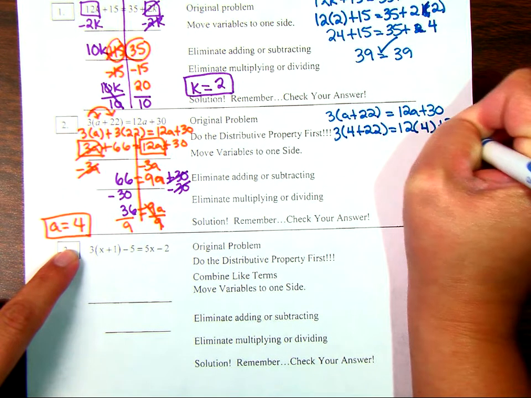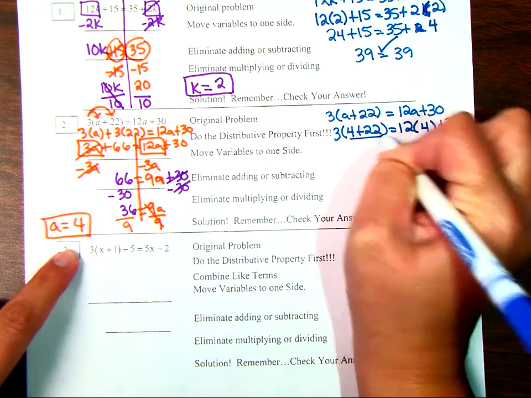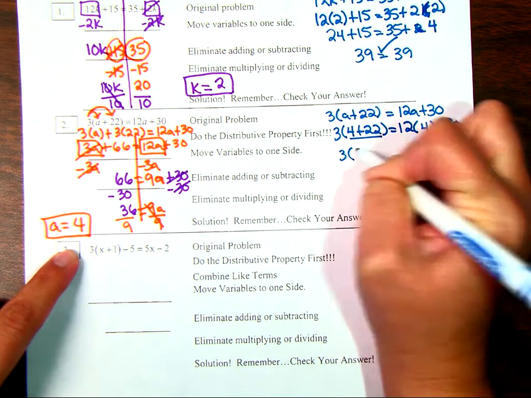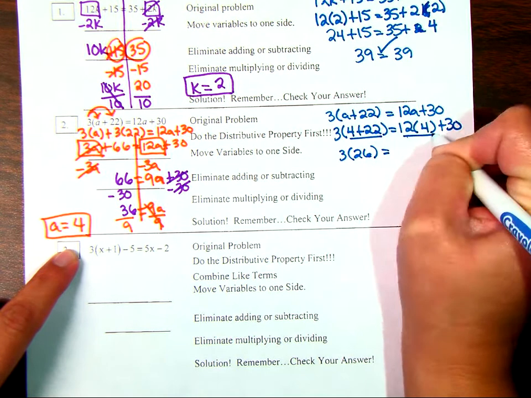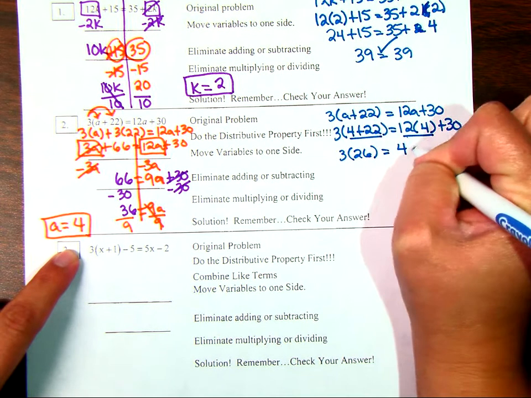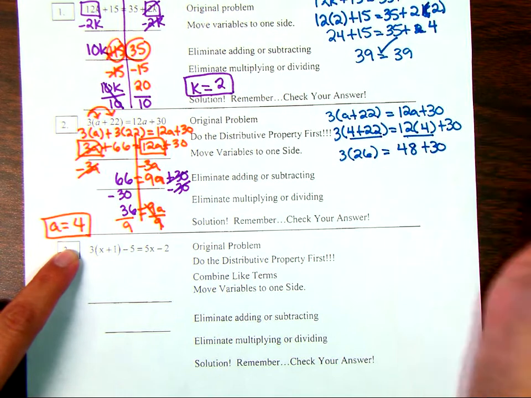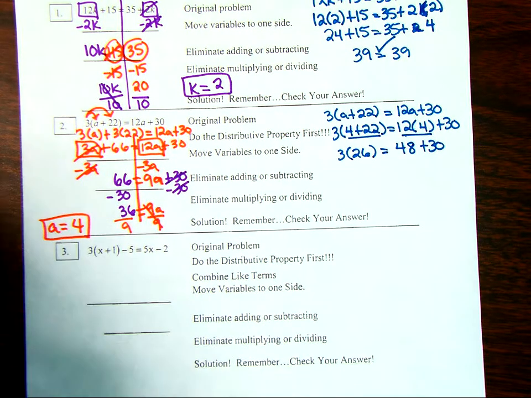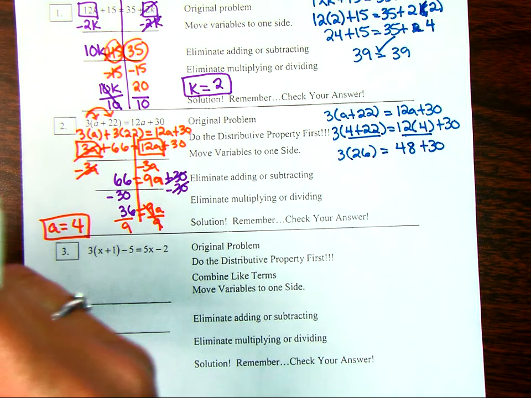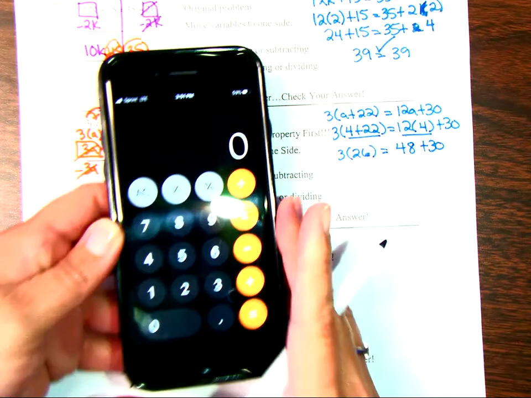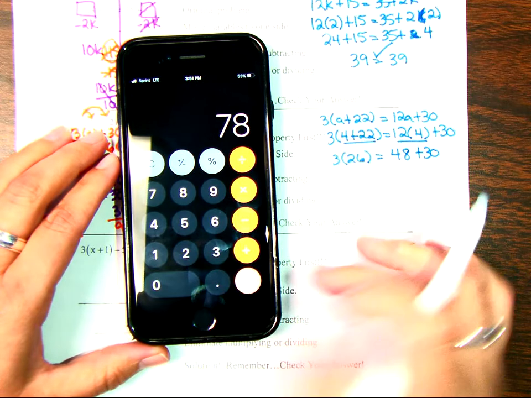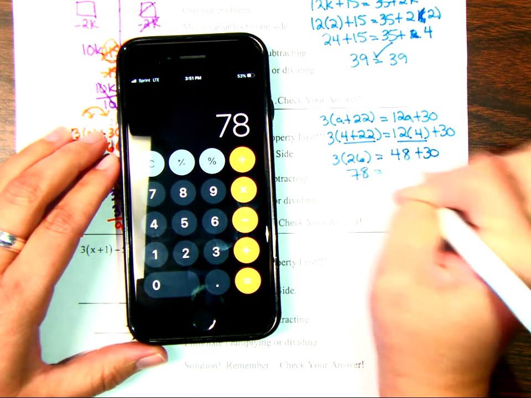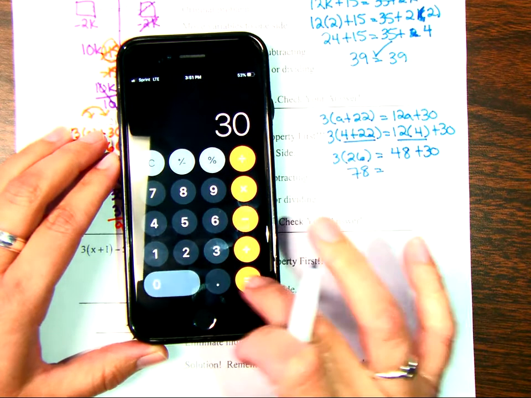So order of operations says I do parentheses first. 4 plus 22 is 26. Over here I have 12 times 4, which is 48, and I bring down the plus 30. And here again, we can use our calculators if you'd like to. So you have your Desmos calculator or just your regular. So 3 times 26 is 78 on this side. 48 plus 30 is 78.